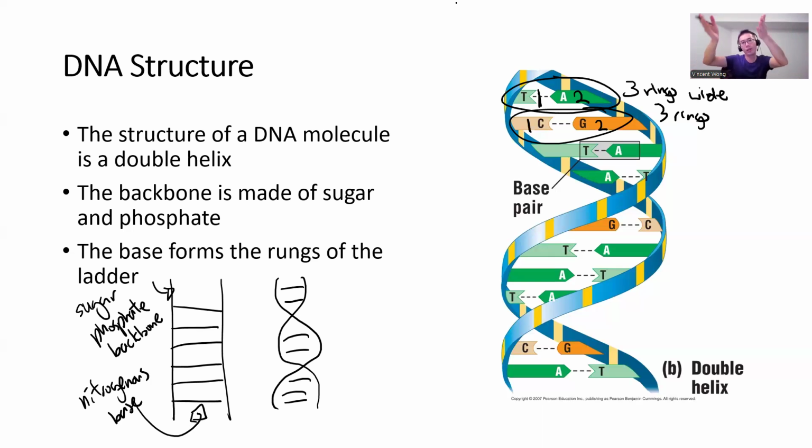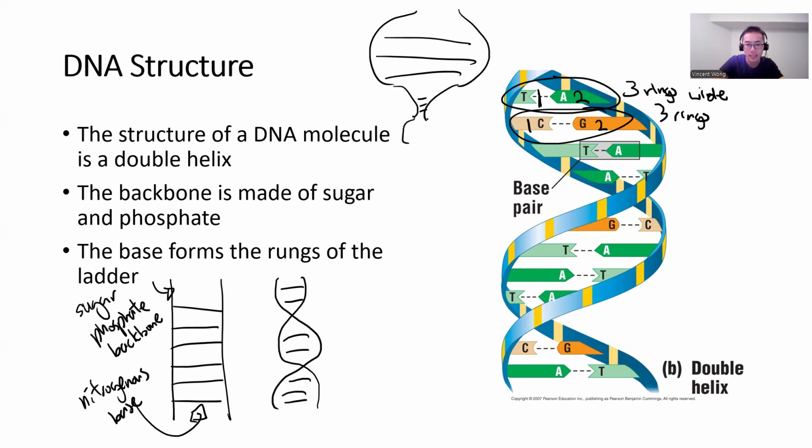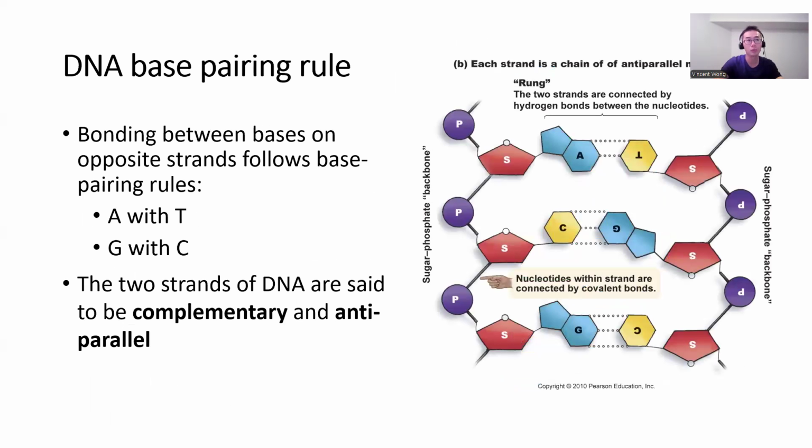You don't want it to be 3 rings wide sometimes, 4 sometimes, 2 other times. If that's the case, your ladder is going to be bulging in some places, and super narrow in other places, and it's going to be unstable, right? So we don't want that in DNA. We want the double helix, we want the DNA to be a consistent width along the whole length. And that's why it follows the base pairing rule. You will see that A always pairs with T and G always pairs with C.